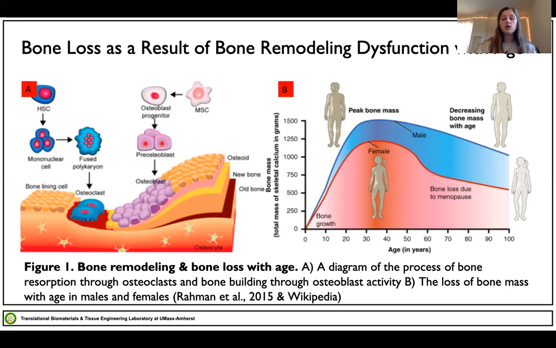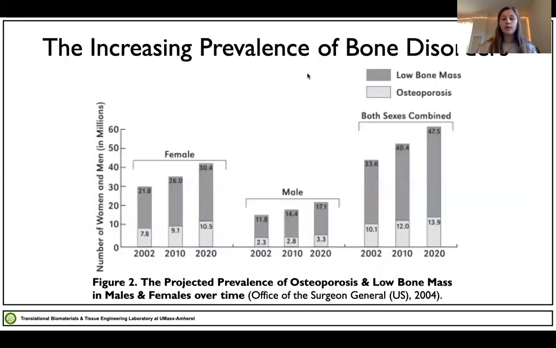The image on the right shows that bone mass levels off with age and then declines. This occurs as bone remodeling becomes dysfunctional and leads towards more resorption over time. This graph from the US Surgeon General in 2004 demonstrates that bone loss and osteoporosis were projected to increase in the years that we are currently living in.